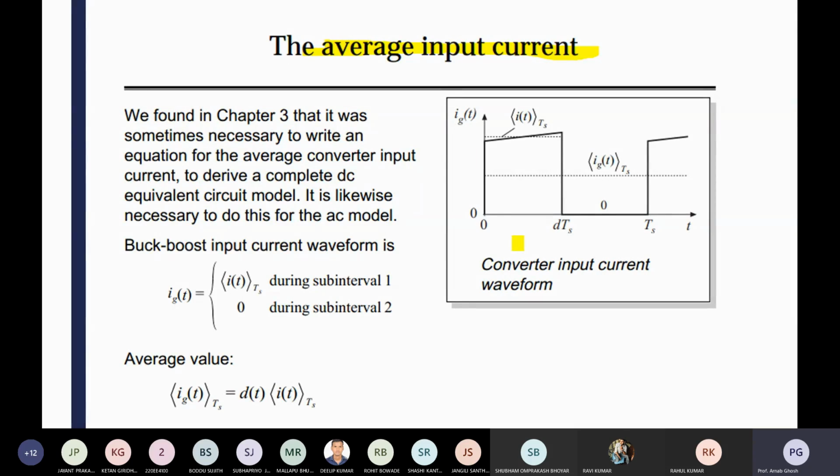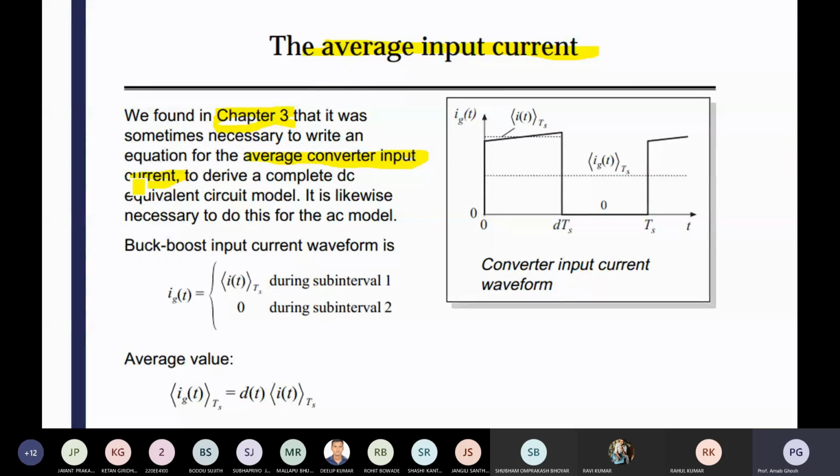So how much current is there? In my last chapter, chapter 3, before your Puja vacation, I discussed the very basic expressions for the buck converter, boost converter and buck-boost converter. That's why it is written like that, chapter 3, in the Erickson book. We found in chapter 3 that it was sometimes necessary to write an equation for the average converter input current. So we need to find out the average converter input current.